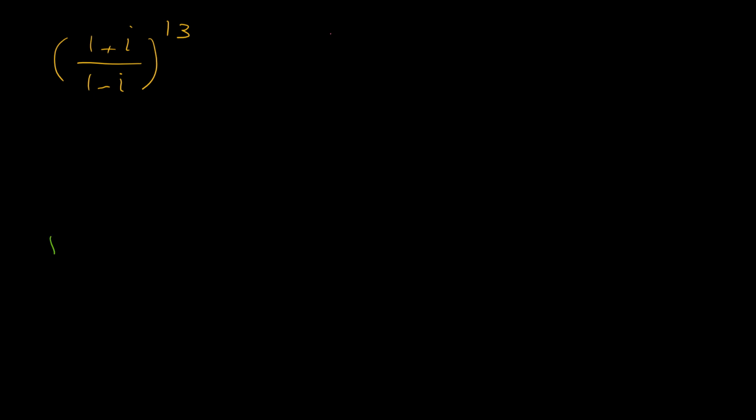So first, we start by dividing 1 plus I by 1 minus I. We know that to divide two complex numbers, we multiply numerator and denominator by the conjugate of the complex number in the denominator. What is the conjugate of 1 minus I? The conjugate of 1 minus I is 1 plus I. So we multiply numerator and denominator by 1 plus I. This is the method for dividing two complex numbers.